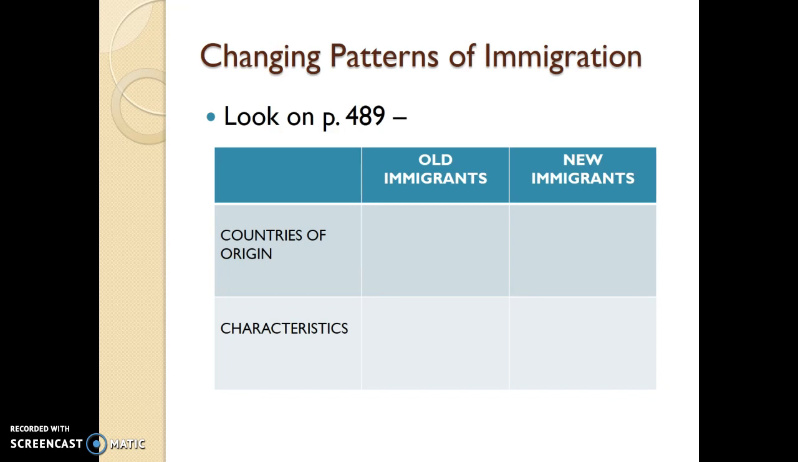Okay, hopefully you paused that and read through that stuff. When you look at old immigrants, it's before around 1880, and those people came from places like Germany and Austria, Scandinavian countries like Norway and Sweden, Denmark, and also Ireland. And for the most part, old immigrants were white, were Protestant Christian, were more likely to be literate, were more likely to have at least a little bit of money, and able to, because of their characteristics, blend in with American society at the time.